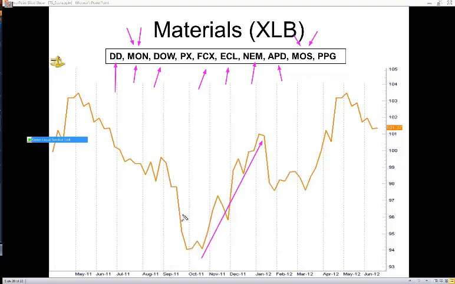The best seasonal time to be in those stocks tends to be right now. And then you get another leg March through May in some of the materials. The materials sector is probably one of the most aggressive time periods to be long, right now. So I just thought I'd point that one out to you. All right. Next.